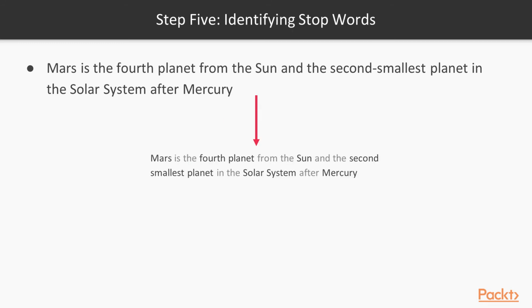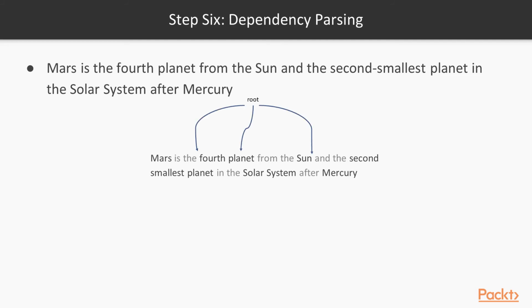Then we identify stop words, and these are words that are not that significant in the meaning of the sentence. So here, the ones highlighted in grey have been recognized as stop words. Things like is, the, from, common words that really, if we remove them, the concept of the sentence still maintains its context. Then we do some dependency parsing to try to identify which words are related and where the root begins.